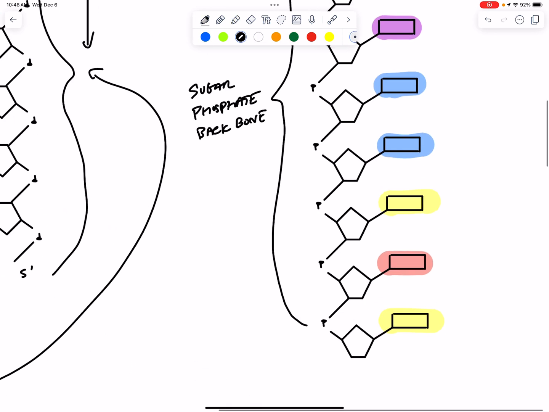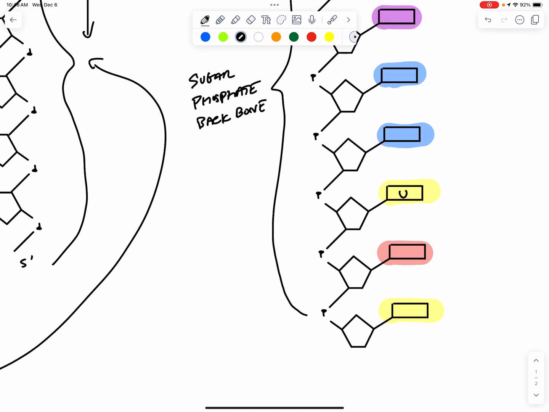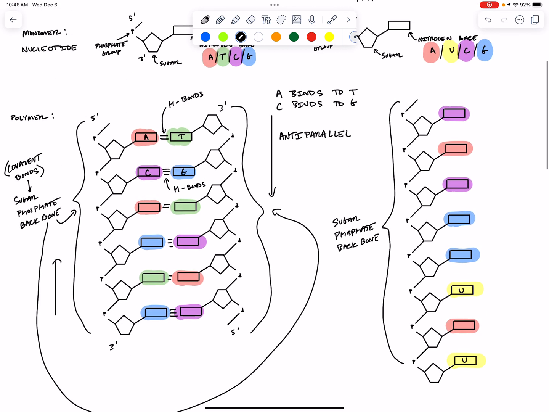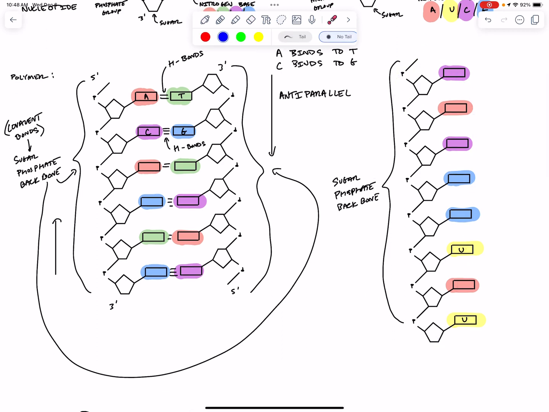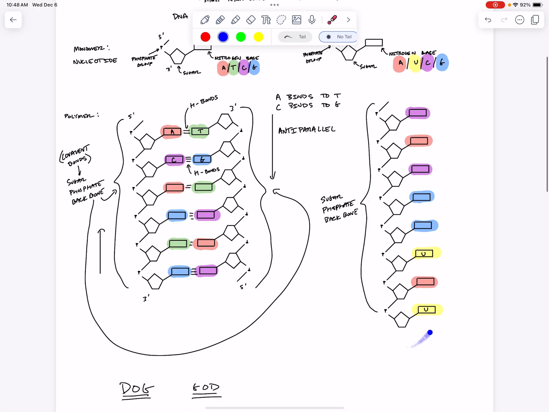So that's one major difference between, or I guess another major difference between DNA and RNA. RNA is always single-stranded, or I should say usually single-stranded, and it's going to have uracil in the place of thymine, but it still has cytosine, adenine, and guanine.